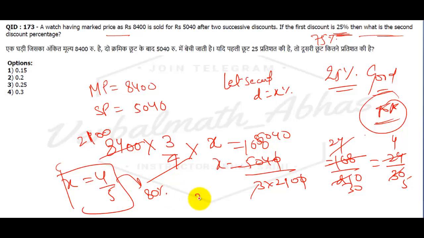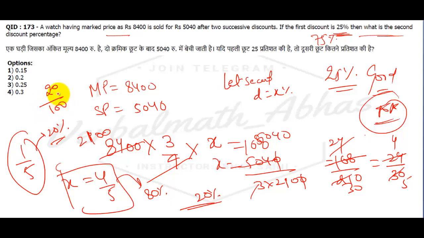4 upon 5 means 80%, so the discount will be 20%. Or I can say 4 upon 5 means a discount of 1/5, and 1/5 is 20%. So the answer is 20%, or 20 upon 100, which is 0.2. So 0.2 is your answer. Hope you are getting these things.